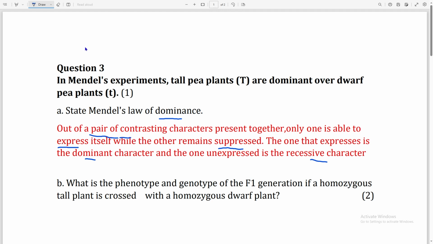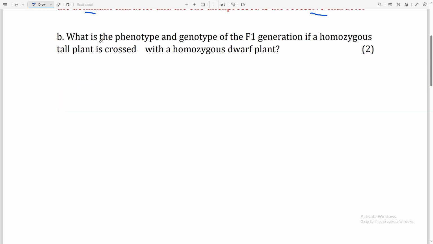Question number 3b. What is the phenotype and genotype of the F1 generation if a homozygous tall plant is crossed with a homozygous dwarf plant? Let us work out. Homozygous tall plant, capital T capital T, is crossed with homozygous dwarf plant, small t small t. That is the P generation, that is the parental generation.